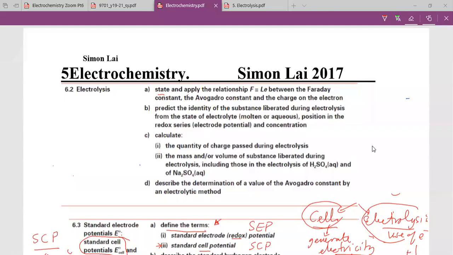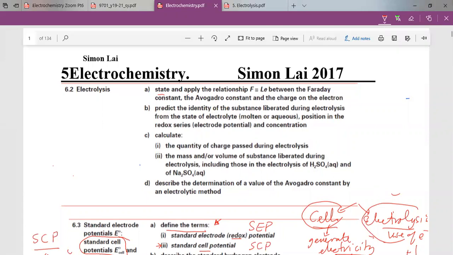Hi there. Today we're going to do electrolysis, continuing with electrochemistry. I just want to do part B here. If you see electrolysis, red color, electrolysis, and we do part B, okay?